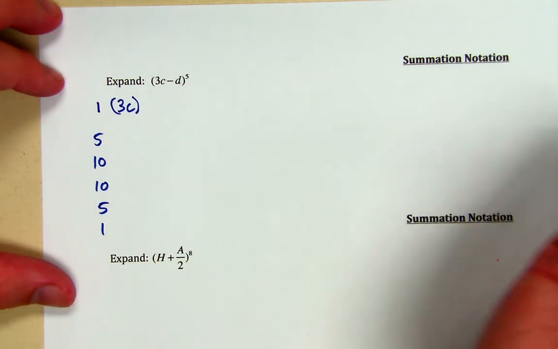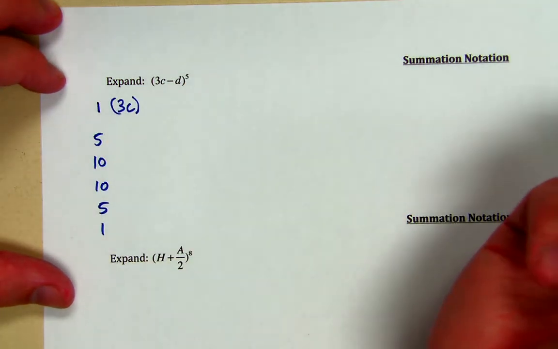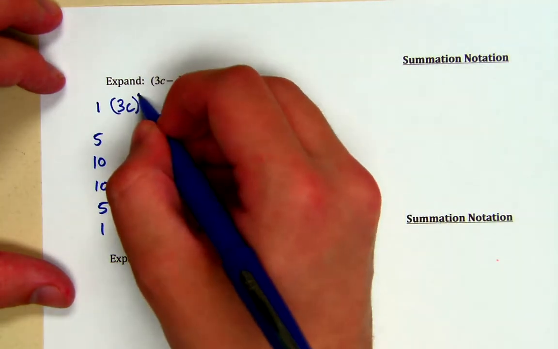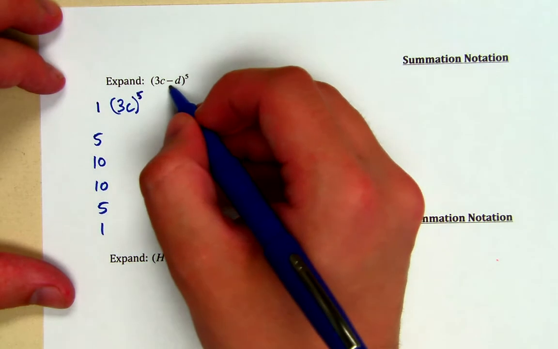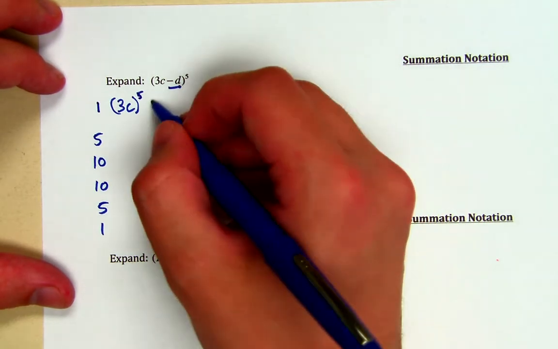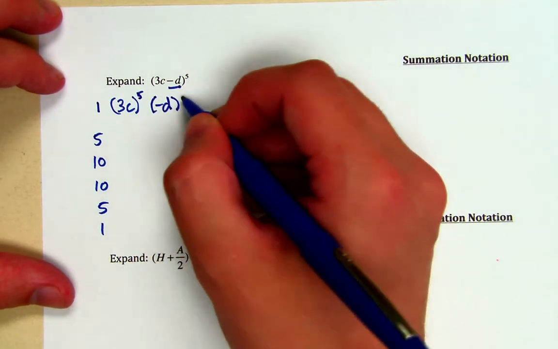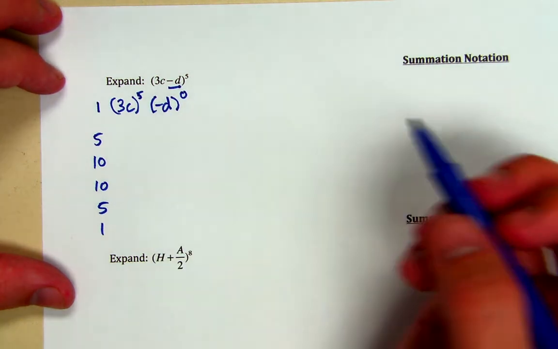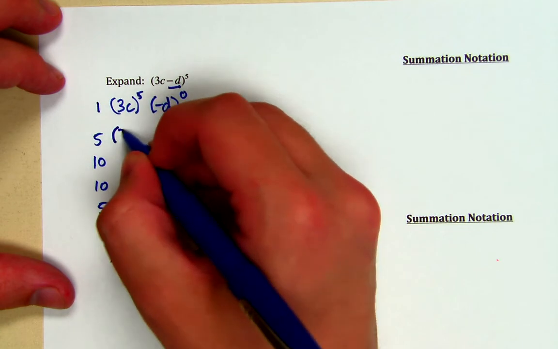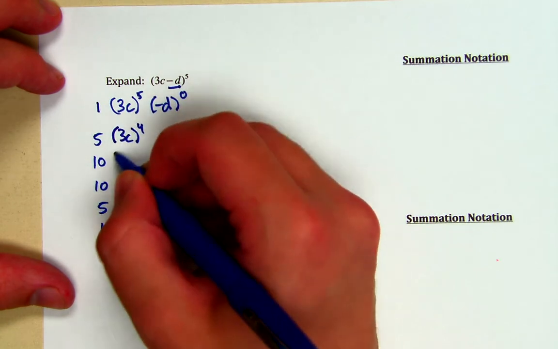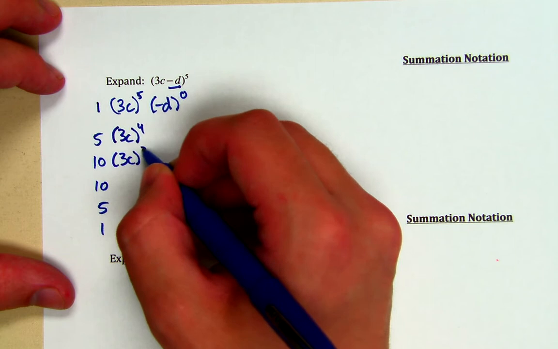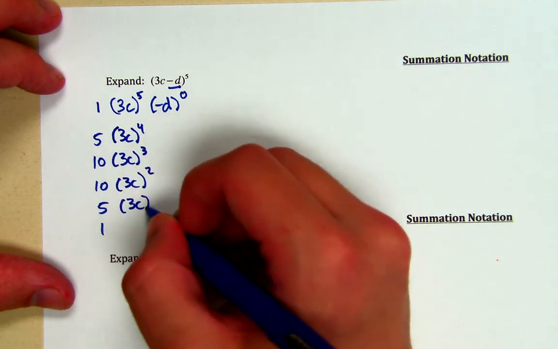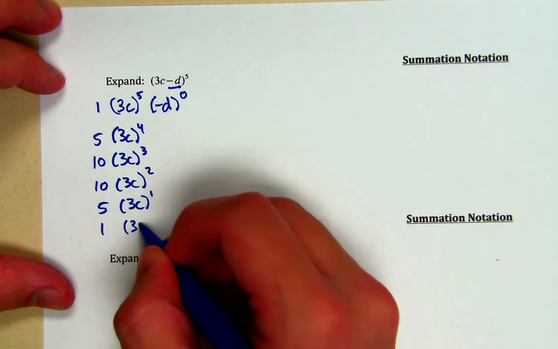Well, the first term, remember, let's think about it as summation, is going to start with the highest power. So I'm going to start with the 5th. The second term, if there's a negative, you better keep the negative with it. Negative d to the 0. Again, start with highest and no power. Now let's just decrease power. So 3c to the 4th, 3c to the 3rd, 3c squared, just 3c to the 1, and 3c to 0.